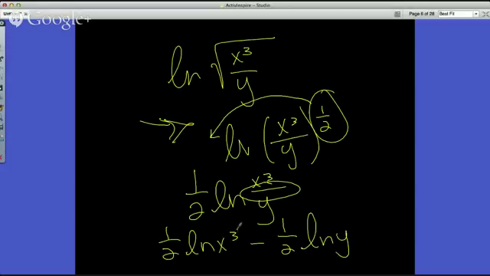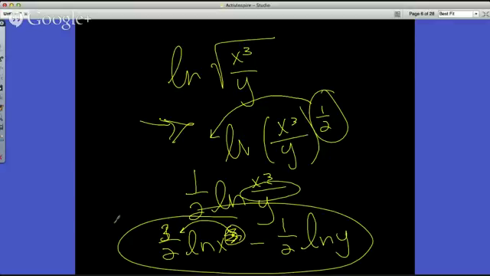Good. Anything else? Other than celebrate. Celebrate good times. Come on. 2 times. Shoot that 3 to the front, right? So it should be this right here, 3/2 ln x minus 1/2 ln y. That right there is your answer.